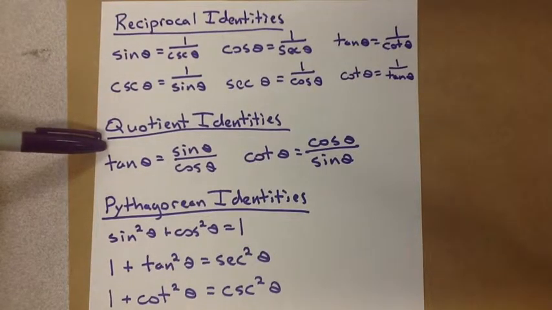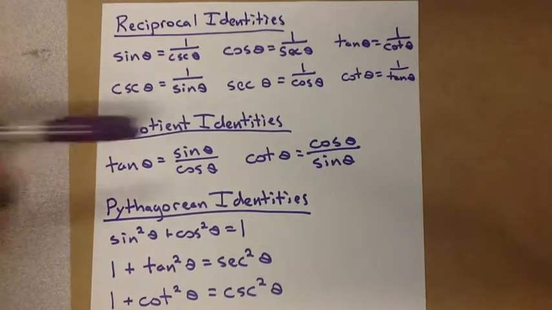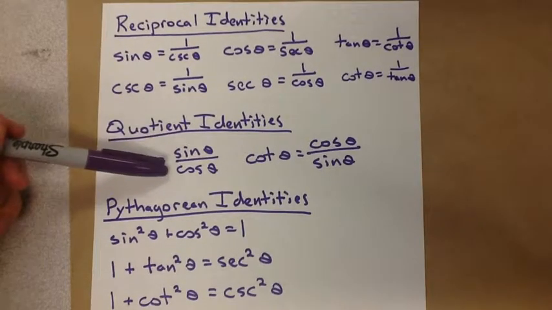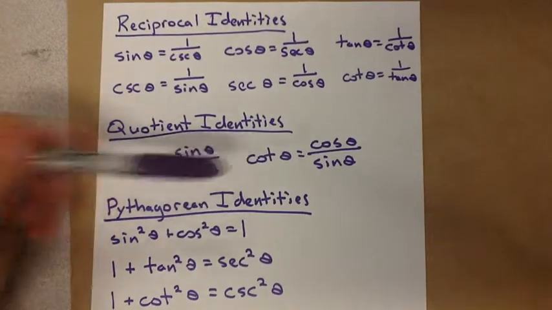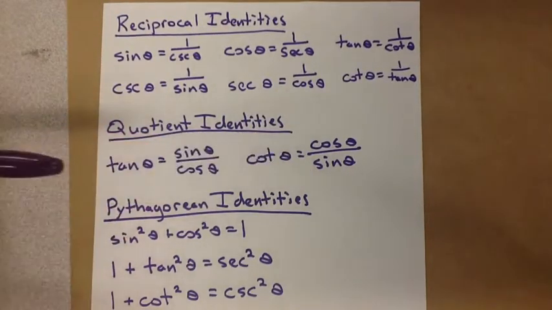We have the quotient identities. So we know tangent is opposite over adjacent, but we can also say that it's equal to sine over cosine. And then cotangent, because it's the reciprocal of tangent, would be cosine over sine.